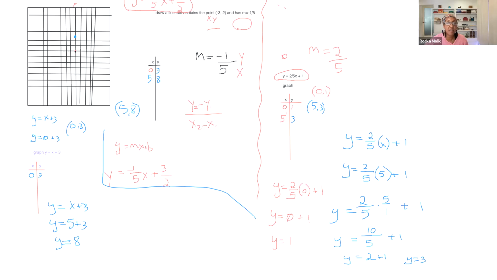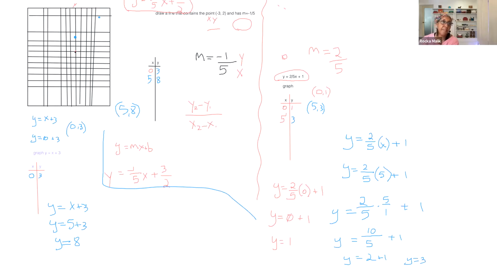I start at my origin, I go 5 to the right. And 8 up. 1, 2, 3, 4. And then I'll connect those. And I will draw my arrows on the end to show it goes forever in both directions. Okay.